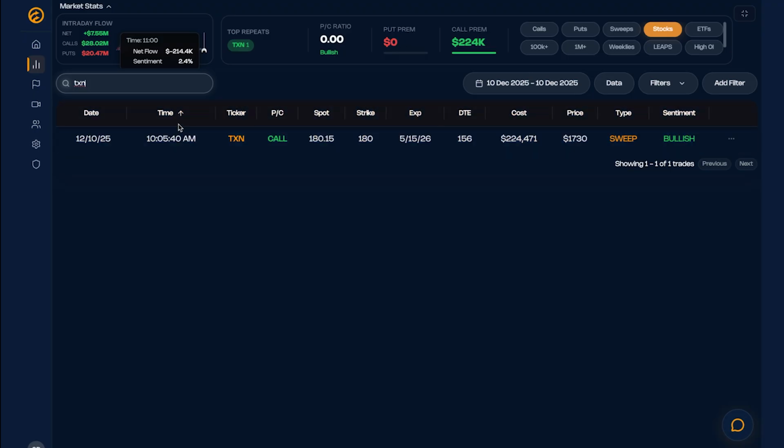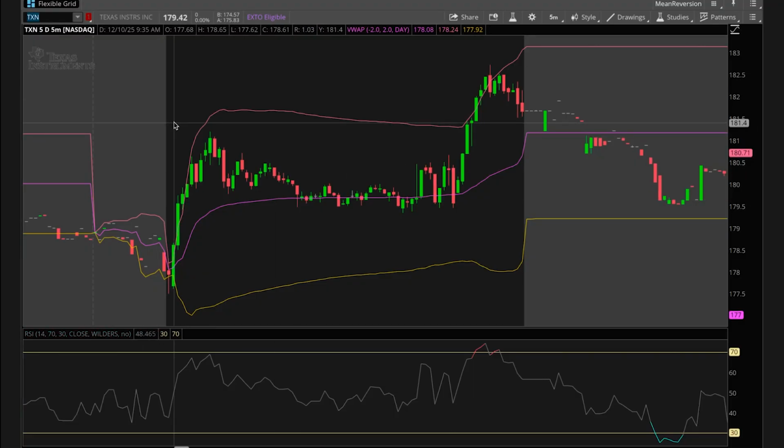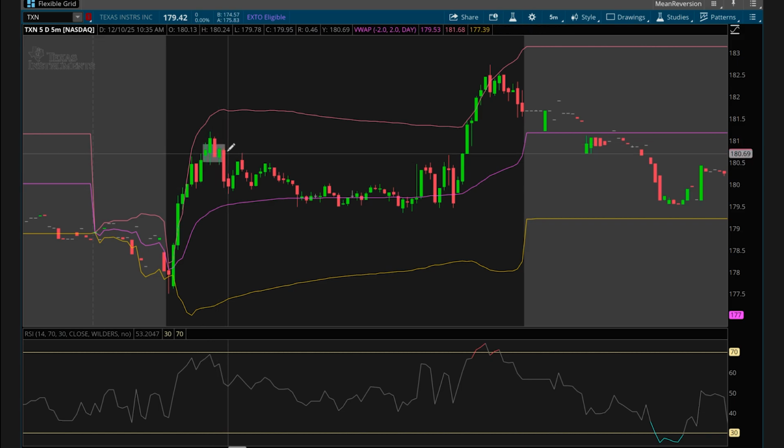Another order that came through shortly after at 10 o'clock was TXN. These were calls expiring 5/15/2026, and there was about $224,000 behind this trade. So someone knew something, let's just say that. Now, if we pull up the TXN chart at 10:05, well, we can see we would have entered right about here, within this range.